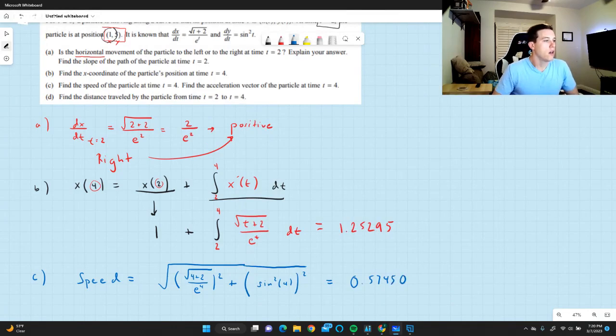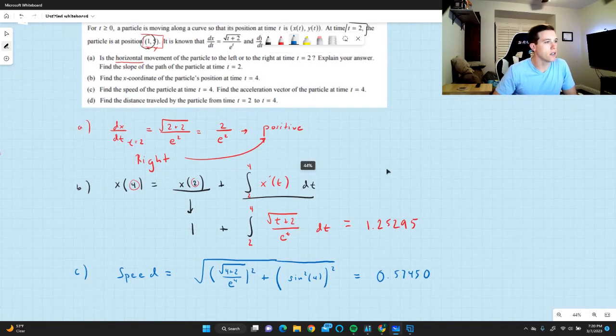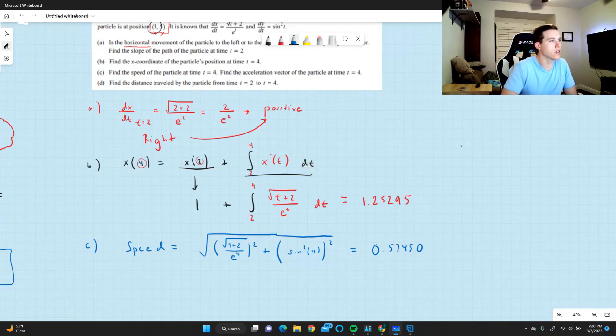Nice. 3 parts done, and we didn't even have to think creatively. We just had to be able to apply the process to each part. Lastly, find the total distance. Cool, we already know that from the previous one. Total distance is just arc length, which is literally the accumulation of the speed from 2 to 4.